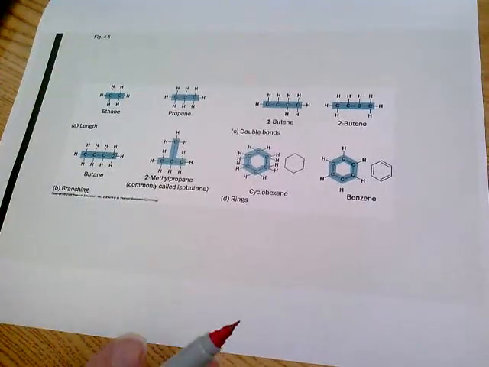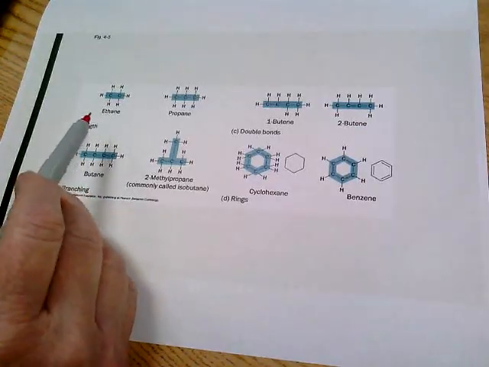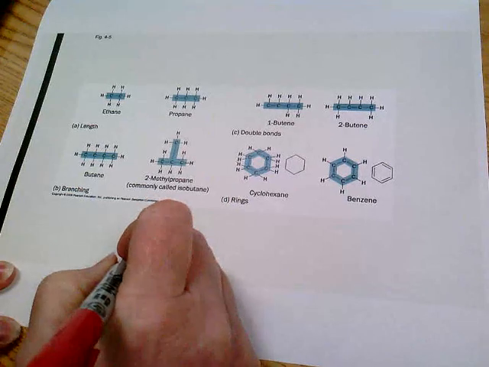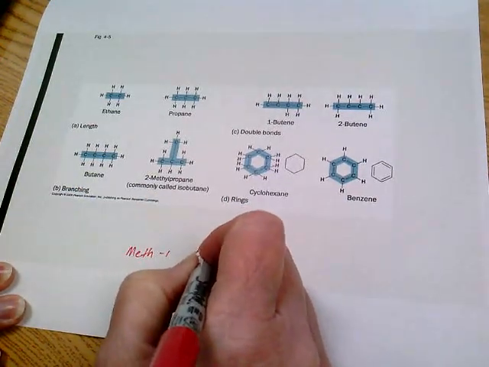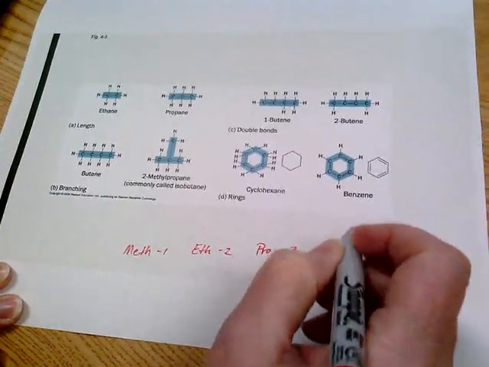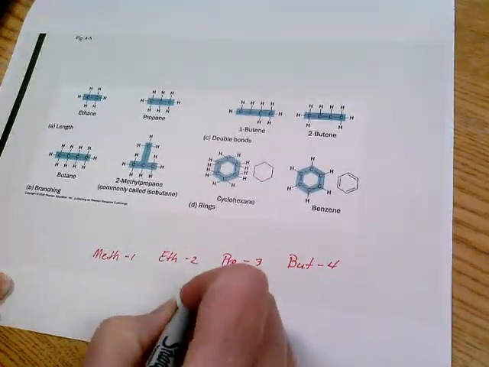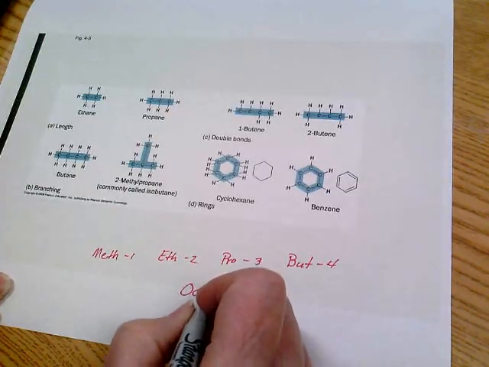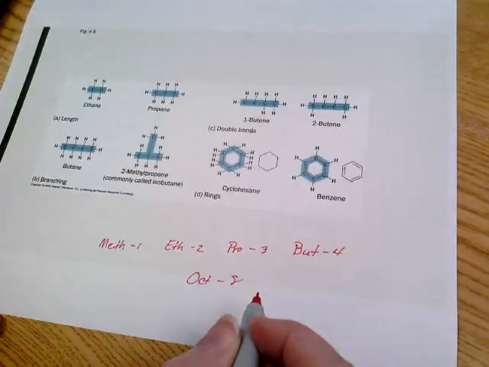I could talk about naming these hydrocarbons, like ethane. Eth usually means 2 carbons. Meth is 1. Eth was 2. Pro meant 3. But was 4. Let's skip way down to what do you suppose oct would be? Yeah, you're right. 8. Okay, like an octopus or the octomom or something.